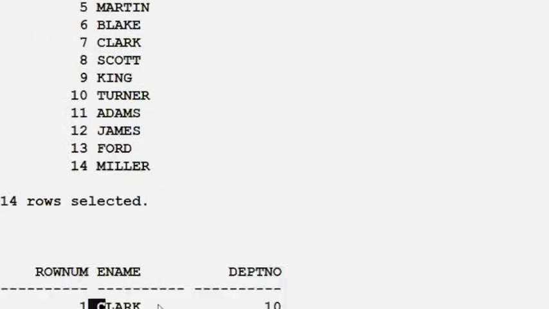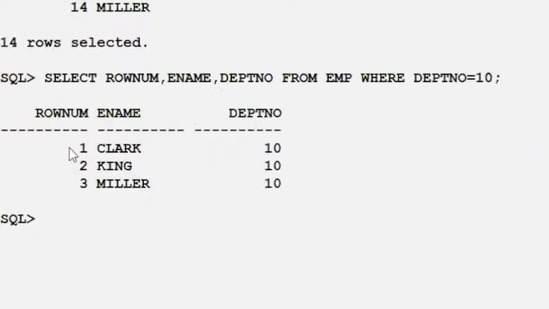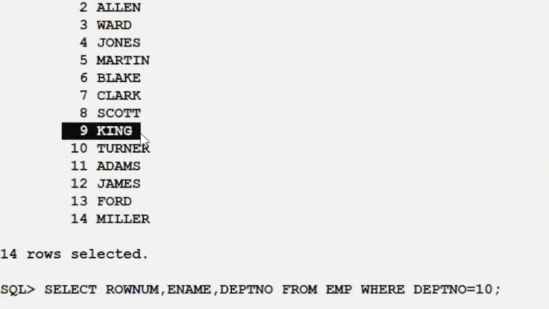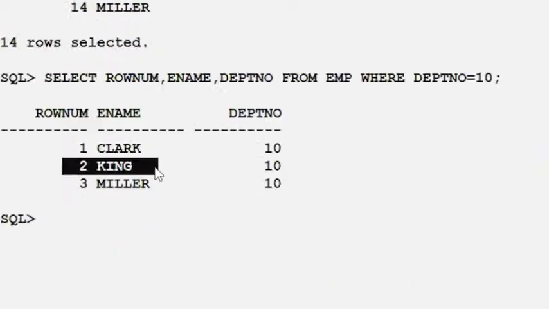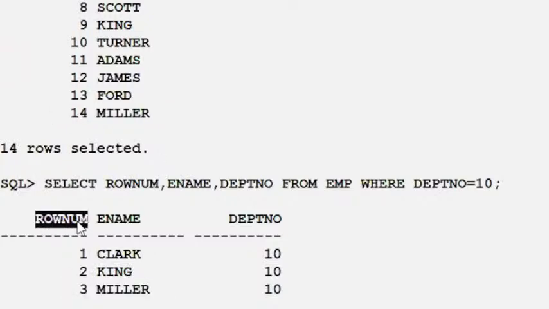Previously, the clerk was showing how much number? 7 in the previous query, but now 1. In the previous query King was in ninth position, now second. In the previous query Miller was 14, now 3. Now tell me, are your row nums permanent or temporary? Temporary. So as per your writing of the query request, your row nums automatically change. Understand now? Write down below.